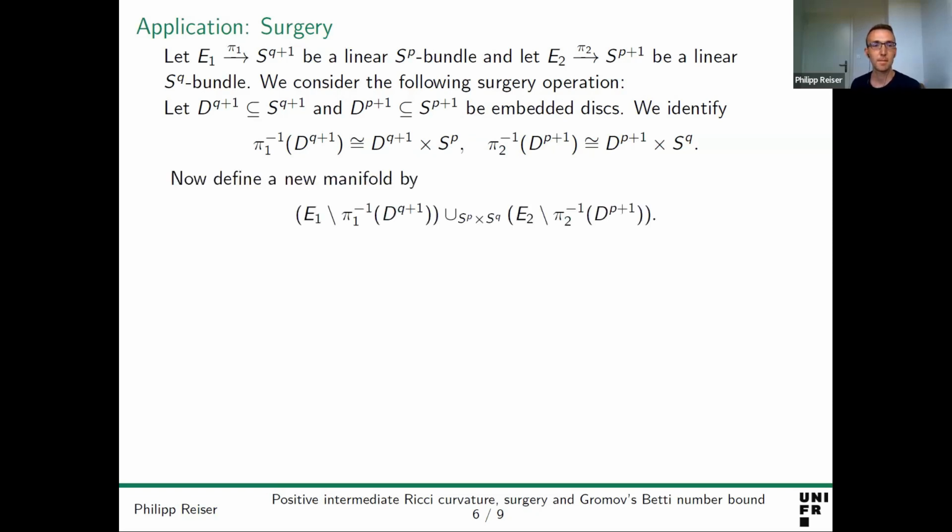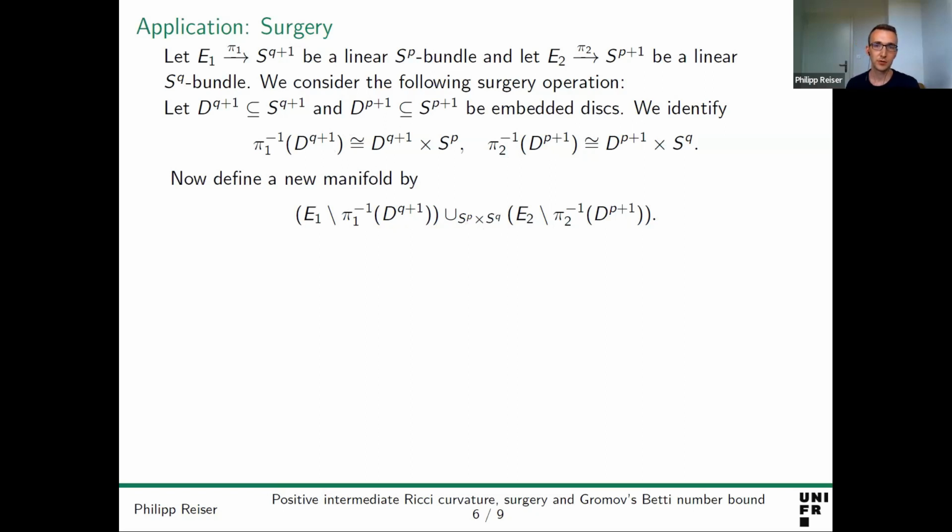And we use this by defining a new manifold. Namely, we cut out these parts of the bundle, and then we use that the boundaries we get are the same, namely the P sphere times the Q sphere, and then we just glue these parts together. In this way, the fiber of the one bundle gets glued to the base of the other bundle and vice versa. And in case you're familiar with it, this is simply the effect to the boundary of a plumbing operation. If you've not heard of it, then just think of this.